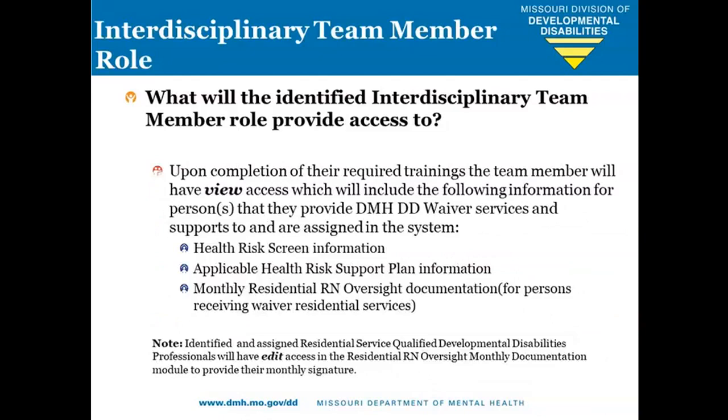What will the identified interdisciplinary team member role provide access to? Upon completion of their required trainings, the team member will have view access, which will include the following information for persons that they provide DMH DD waiver services and supports to and are assigned in the system. Those would be health risk screening information, applicable health risk support plan information, and monthly residential RN oversight documentation for persons receiving waiver residential service. Note, identified and assigned residential service qualified developmental disability professionals will have edit access in the residential RN oversight monthly documentation module to provide their monthly signature.